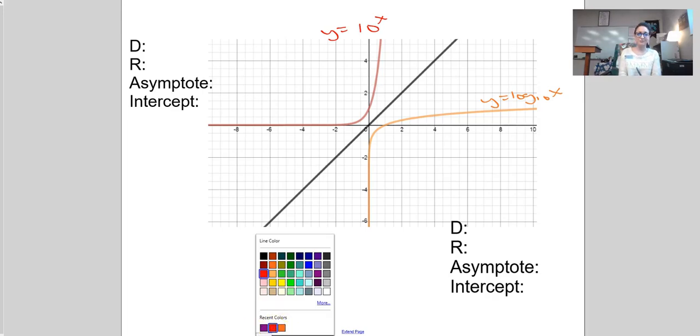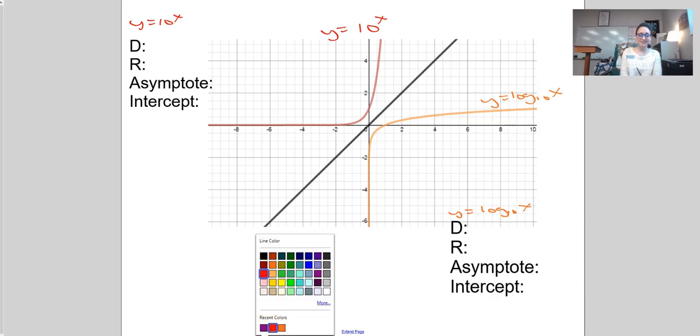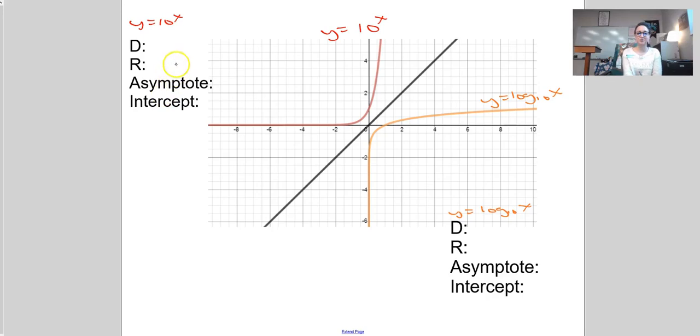All right, force pause on your screen. Can you go ahead and write domain, range, asymptote, intercept for y equals 10 to the x, as well as y equals log base 10 of x. All right, let's fill these in together. So looking at the red graph, the exponential graph, what is the domain here? The domain is all real numbers, right? This goes on forever, grows very, very, very quickly, right? All right, what is the range? Range is 0 to infinity. Do you want a parenthesis or a bracket on the 0? Parenthesis.